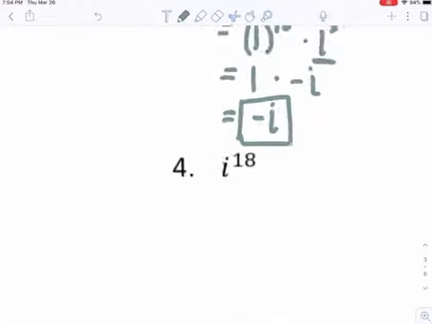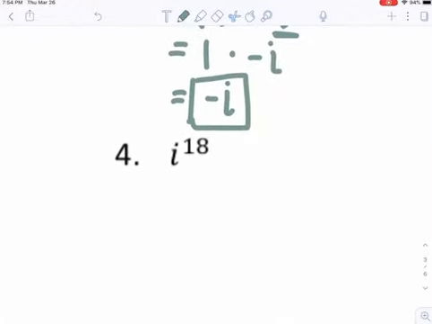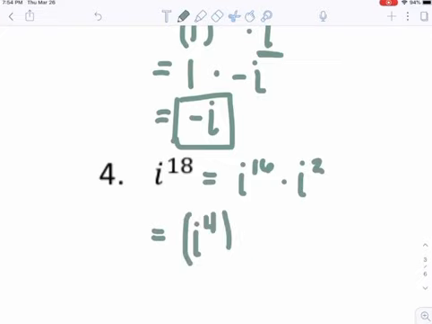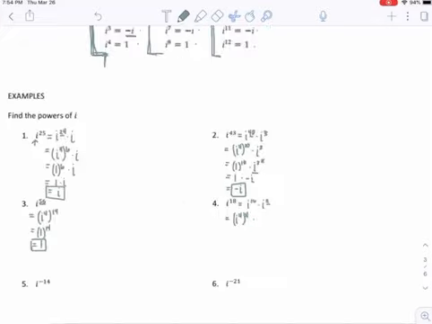Okay, then number 14. So a number under 18 that's divisible by 4, I know that's 16. So that's i to the 16th power times i to the 2nd. So I'm just breaking up i to the 18th. Well, I know i to the 16th is the same thing as i to the 4th power to the 4th power, right? I just divide 16 by 4. And then I'm going to refer back to my chart because I have a power less than 4. I'm going to see what that simplifies to.